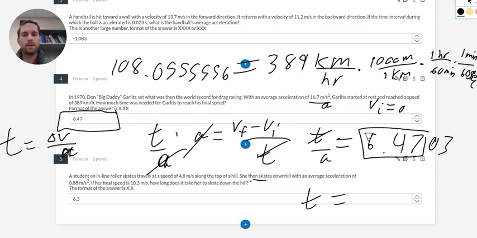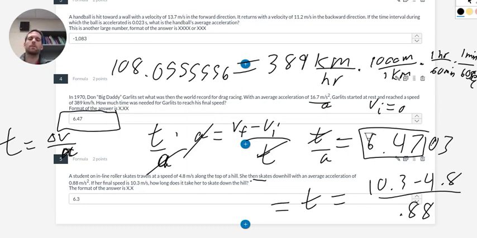So when we do that, we're going to get final minus initial over acceleration. And this is going to give 10.3 minus 4.8 divided by 0.88. That's 6.25, and there's a 5 there. We round that to 1 decimal, so it's 6.3. That'll be our answer.